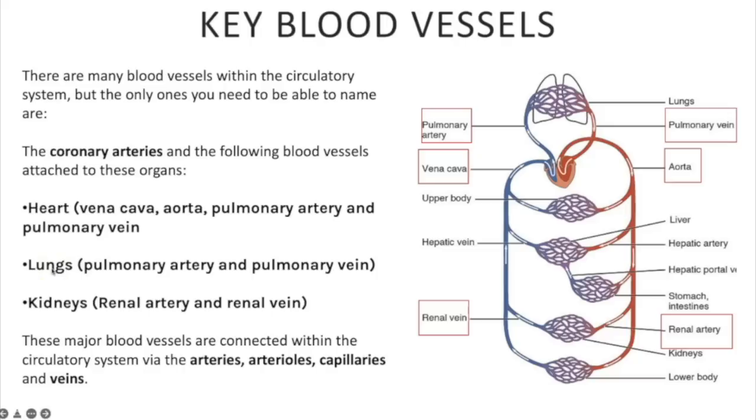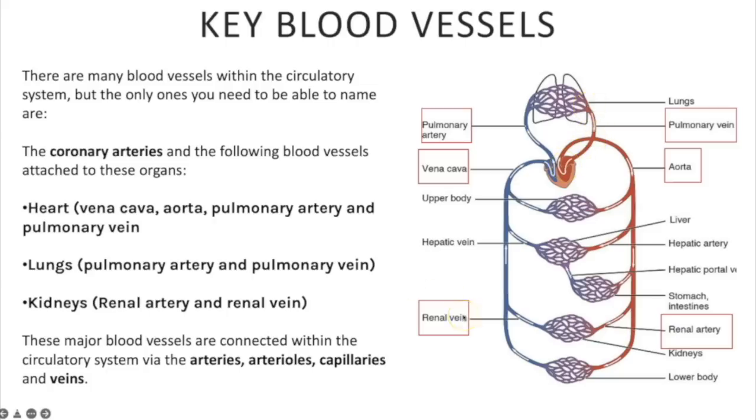You need to know the blood vessels that deliver blood to the lungs and carry it away, so the pulmonary artery and the pulmonary vein. So any time that you see pulmonary, that is referring to the lungs. And you can see here that the pulmonary artery is carrying blood away from the heart to the lungs. The lungs will then oxygenate the blood, and the pulmonary vein is delivering that blood back into the heart.